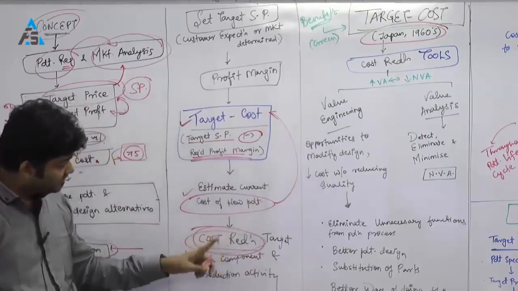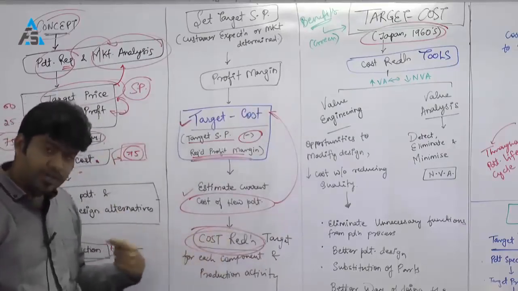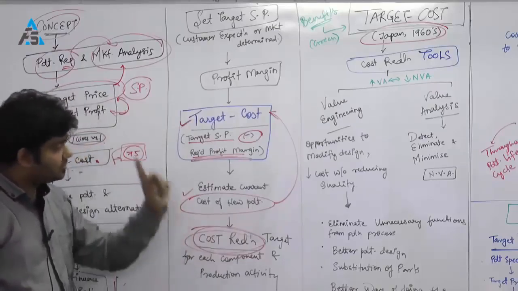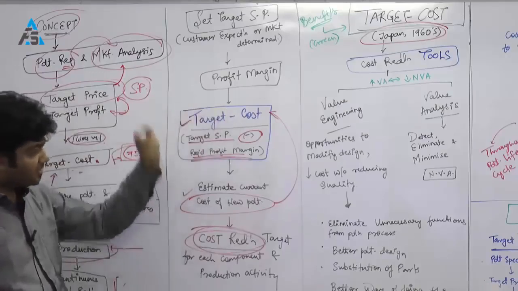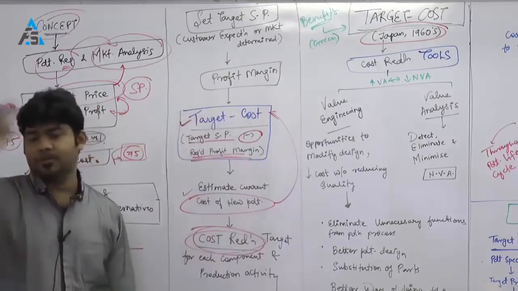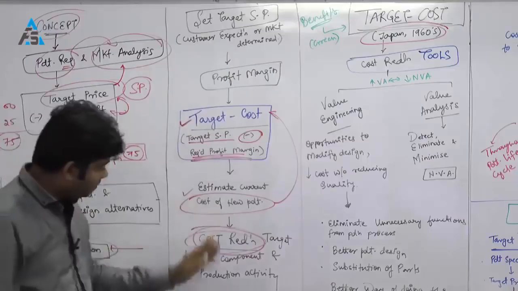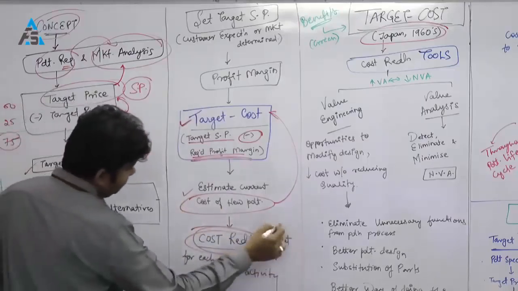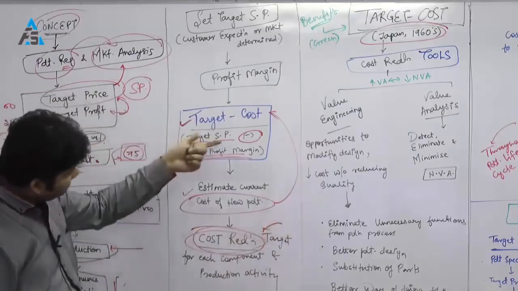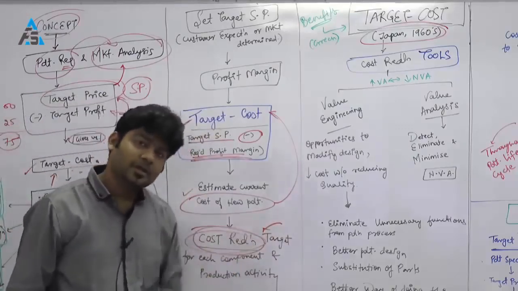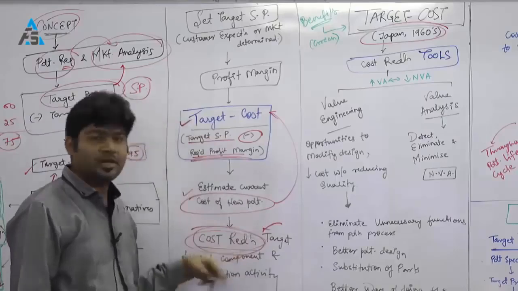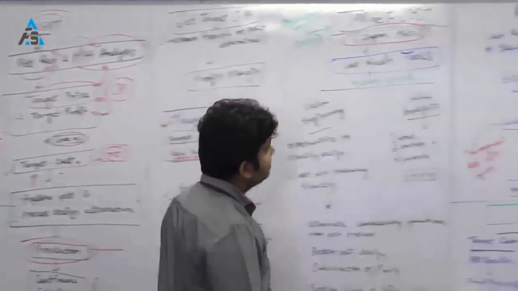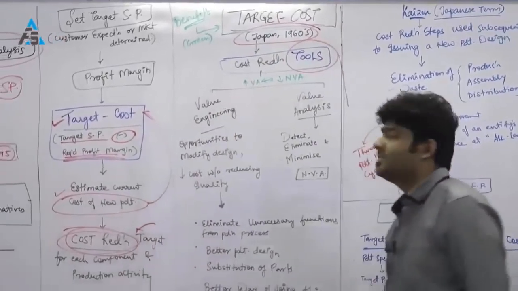And once you start with cost reduction, every component and every production activity will have to be analyzed to ensure that the cost meets the target cost, or rather is even below that, keeping the quality aspects in mind. Now here again, here we ended on cost reduction, here also we are ending on cost reduction. So if my target cost doesn't meet, then in that case I will have to exercise cost reduction. What exactly are the cost reduction tools? And this is where we come.